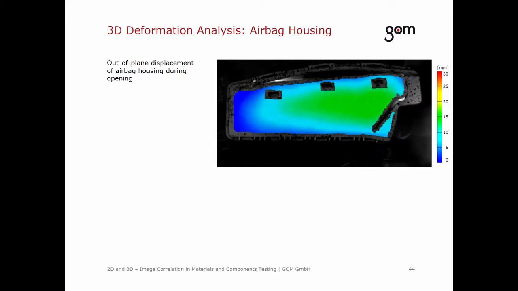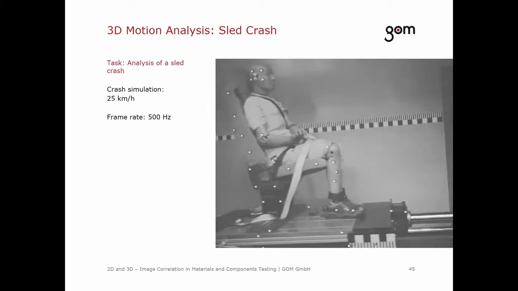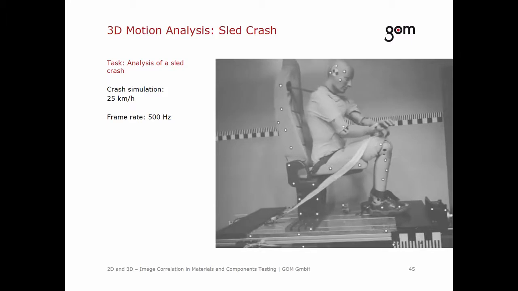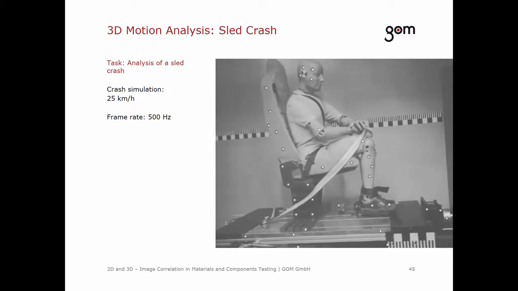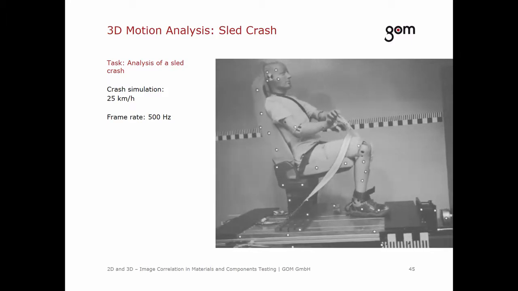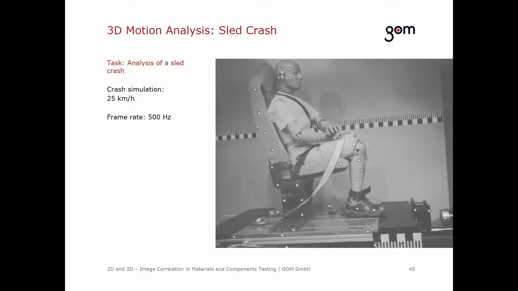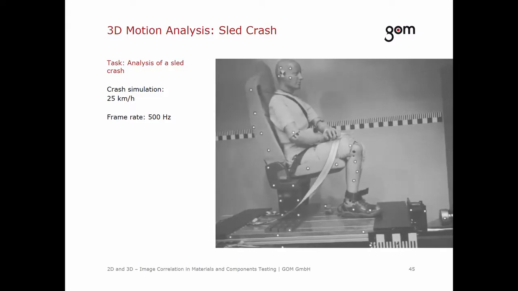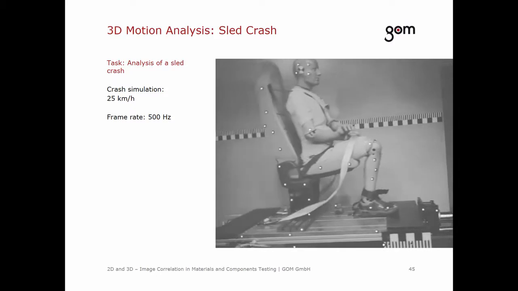Let's show you a new example. Here you see a sled crash. We have seen before how you can evaluate it in 2D. It simulates a crash at a speed of 25 km per hour.